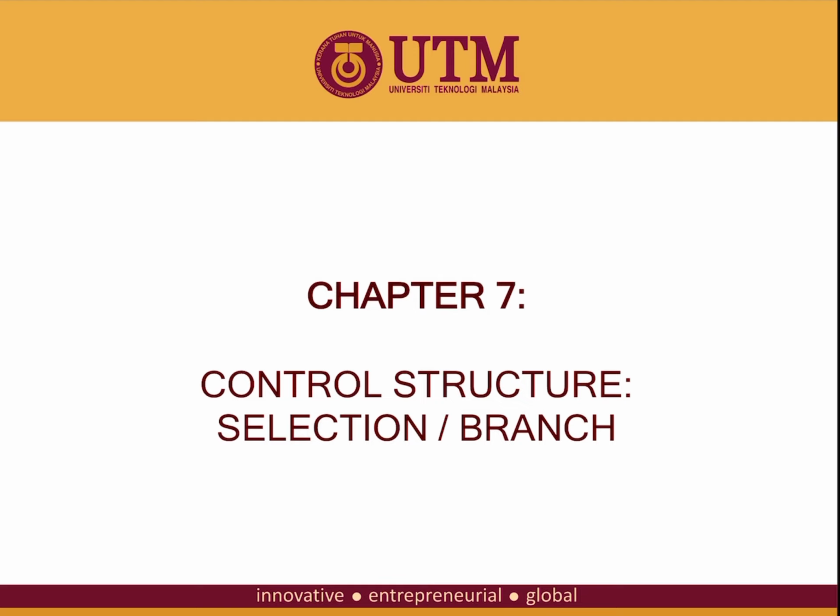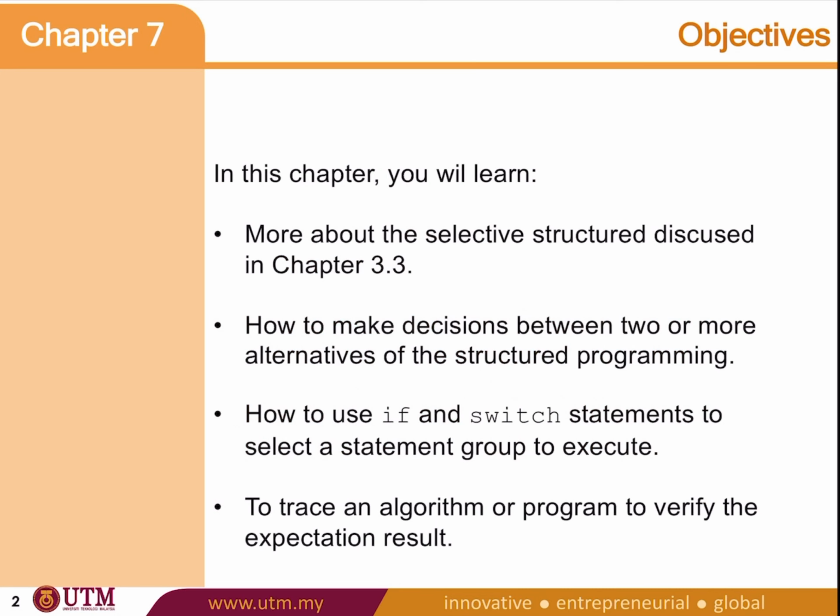So today we're going to look at chapter 7, which is control structure, selection or branch. Let's look at what you will learn in this chapter. You will learn more about the selective structure, which has been discussed in chapter 3.3. How to make decisions between two or more alternatives of the structured programming, how to use if and switch statements to select a statement group to execute. You will also learn how to trace an algorithm or program to verify the expected result.